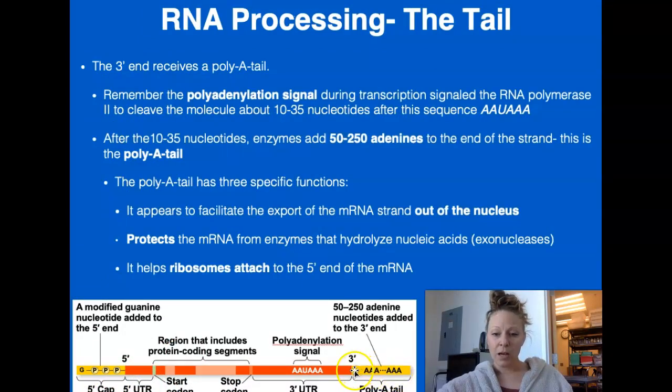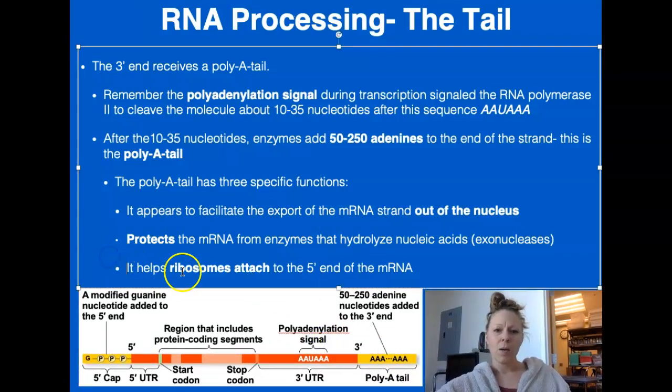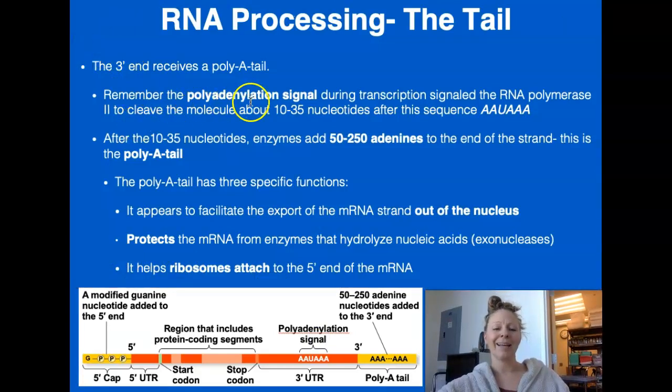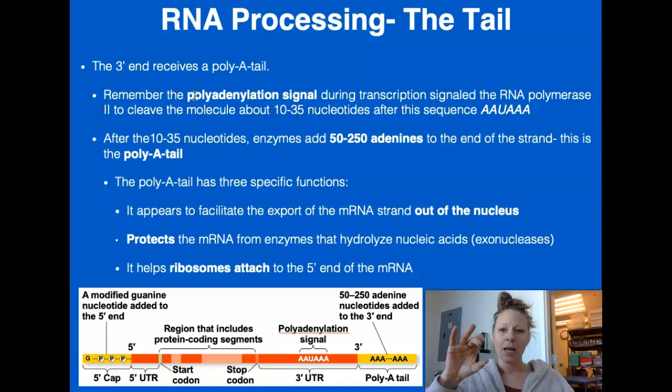Now we're talking about the other end, the poly A tail. Remember that during transcription, the RNA polymerase II would reach a polyadenylation signal. It would get to the end of the message in a eukaryotic cell, and it would hit AAUAAA. Remember that it's not universal, but we're going to use that as our example. And then when it reached that polyadenylation signal, it would jump ahead 10 to 35 nucleotides.